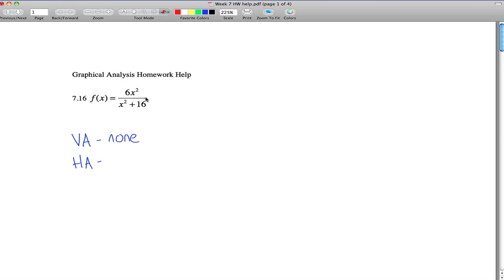Horizontal asymptotes, maybe you remember from the first week of the class, that in the case where the degree of the numerator is the same as the degree of the denominator, they're both 2 in this case, you just look at the coefficients in front of the leading terms. So in this case we have 6 divided by 1. That is, we have a horizontal asymptote at y equals 6.